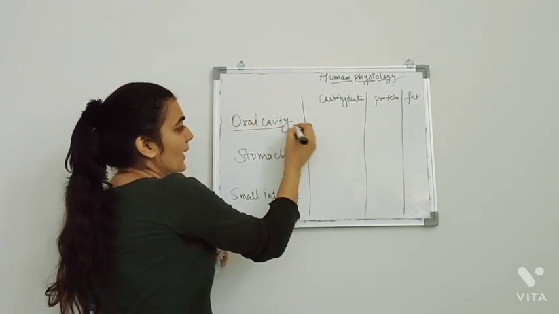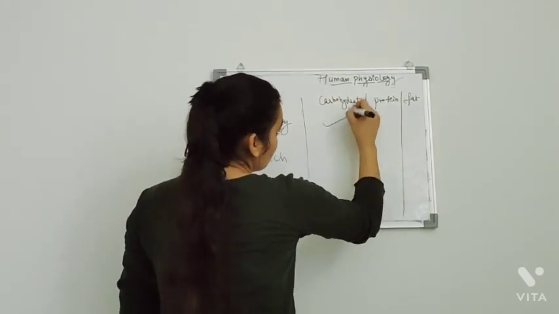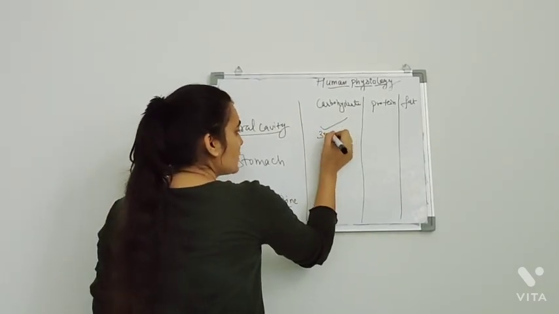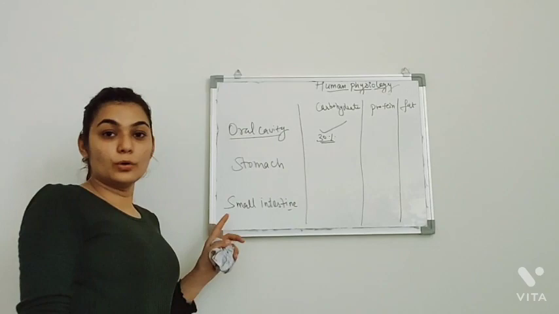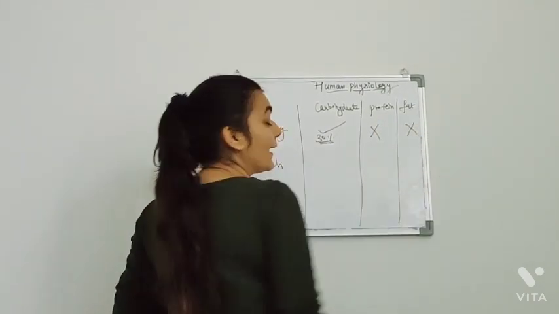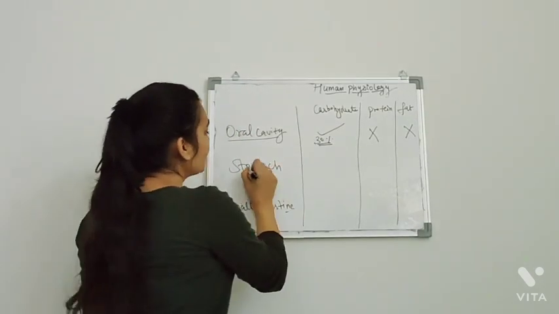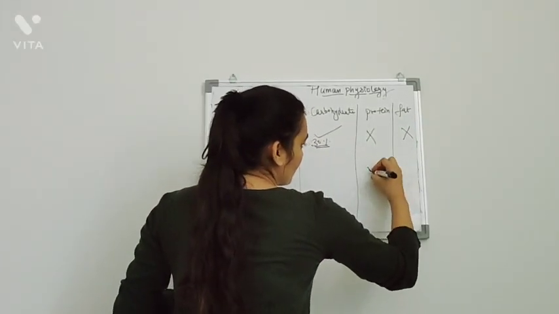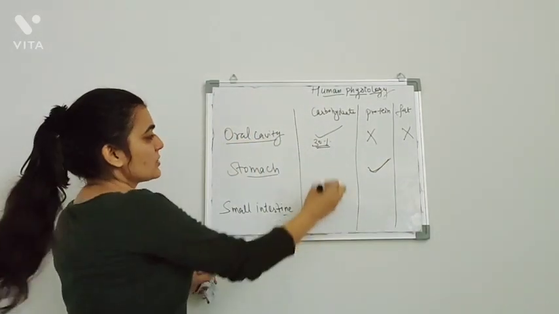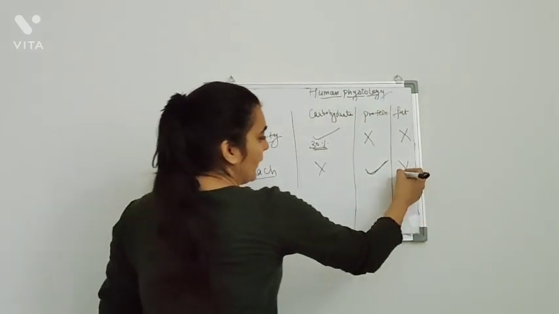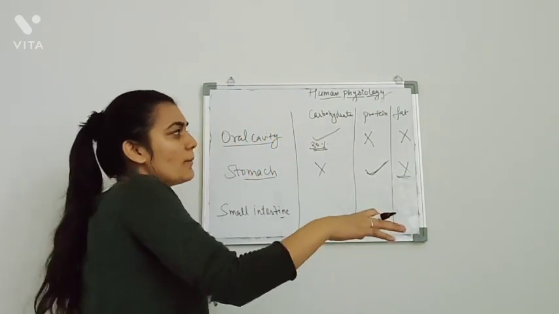Let's summarize this with the help of this table. In the oral cavity, there is carbohydrate breakdown. About 30% of the starch is digested in the oral cavity. But there is no digestion of protein and no digestion of fat in the oral cavity. After that, the stomach has protein digestion, but there is no carbohydrate and fat digestion.